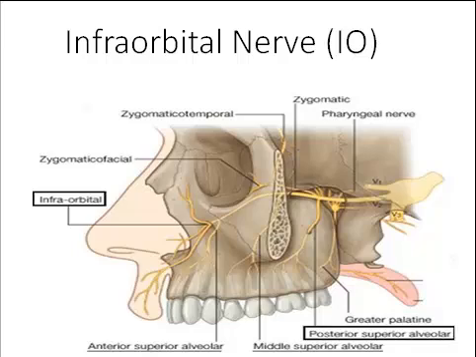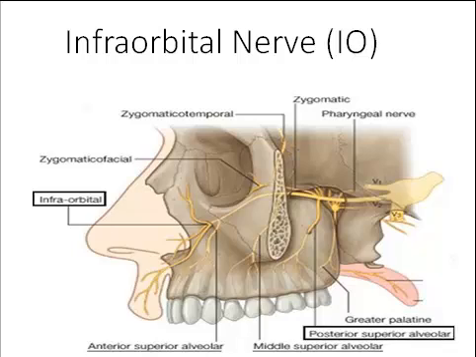So that's our PSA. The next one we're going to talk about is our IO, or infraorbital nerve. So infra, below, orbit, eye. So it's below the eye. And let's look here. Hey, this is the infraorbital foramen, and look at the nerve. It's coming out right below our eye. So that kind of makes sense, right?